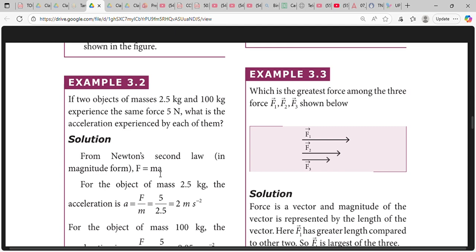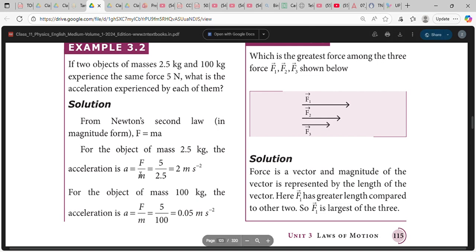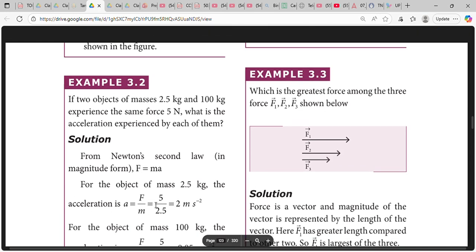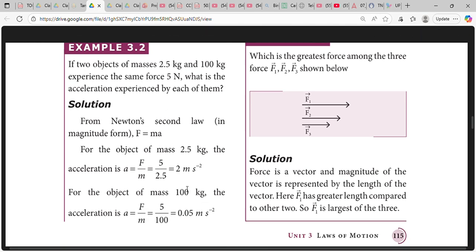According to Newton's second law, F is equal to ma. So force is equal to mass into acceleration. Acceleration is given by F by m. Force is 5 newton and mass is 2.5 kg. So acceleration is 2 meter per second squared. For a mass of 100 kg, acceleration is force 5 newton divided by mass 100. So acceleration is 0.05 meter per second squared.